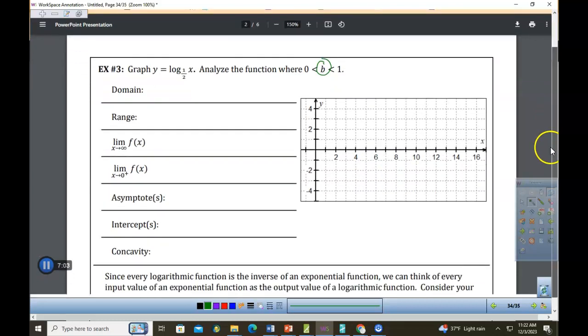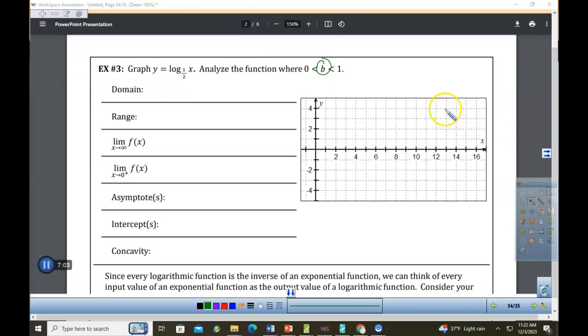So it changes a little bit, right? It'll change its direction, because it's going to go down over time. So let's make b a half. So a half to what power equals 4?